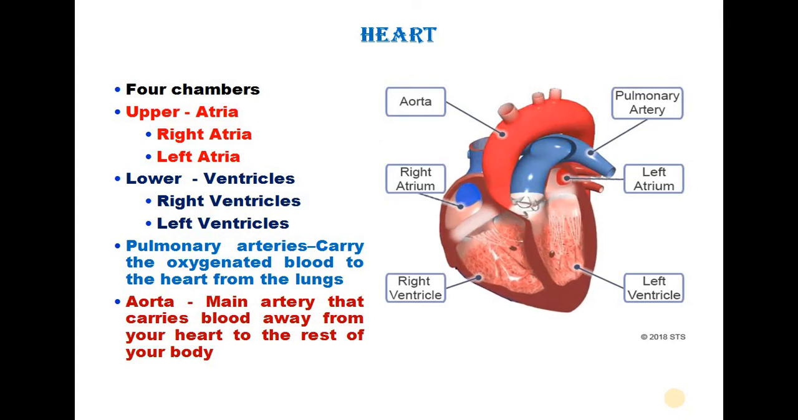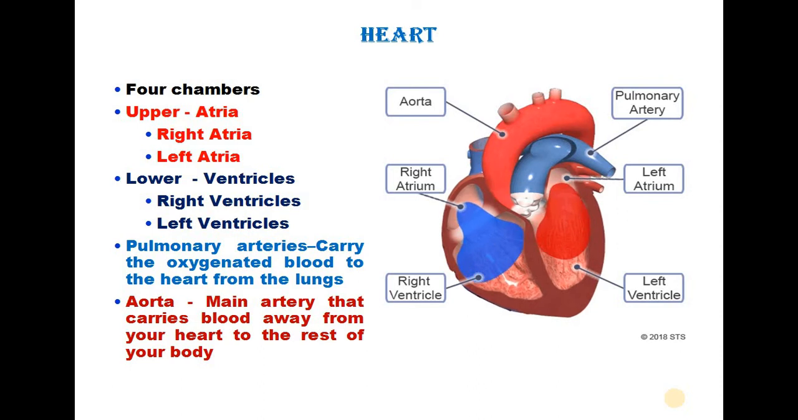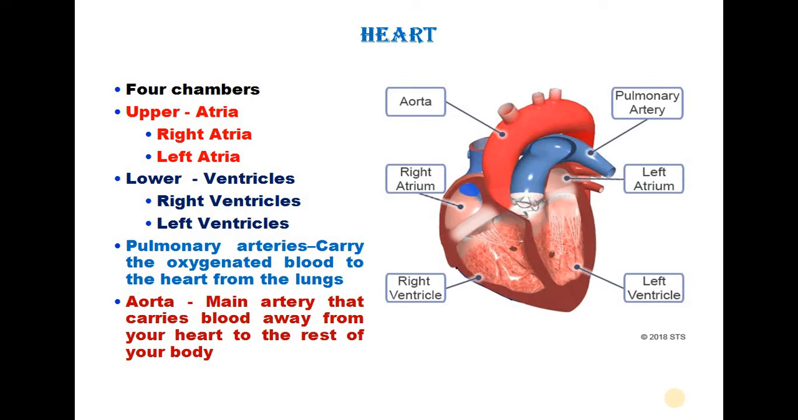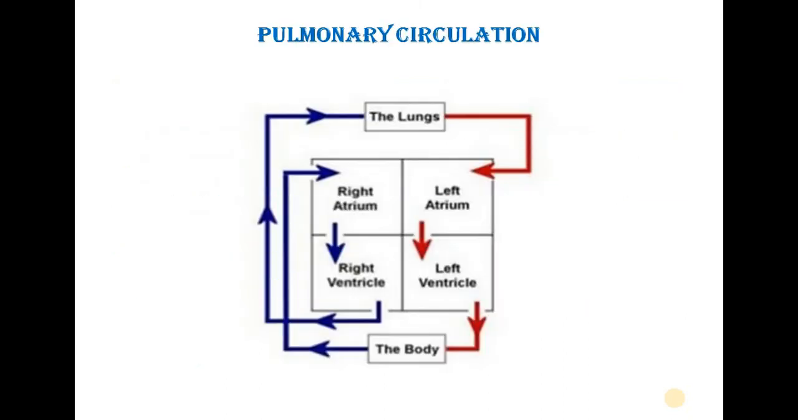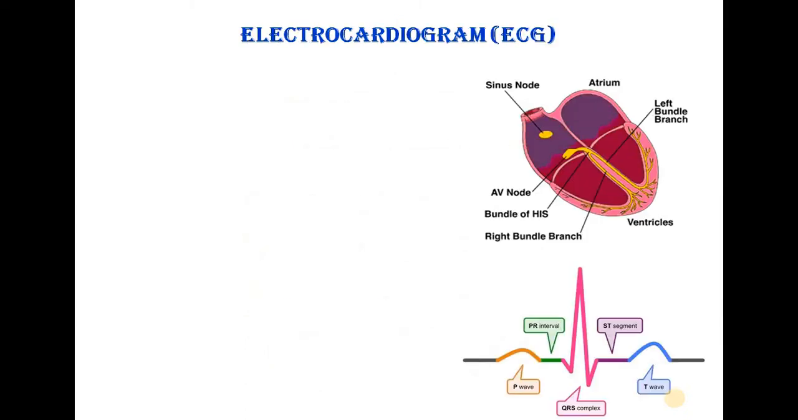Pulmonary arteries carry the oxygenated blood to the heart from the lungs, and aorta is a main artery that carries blood away from the heart to the rest of the body. So if we consider pulmonary circulation, the impure blood from all the parts of the body are delivered to the lungs through right atrium and right ventricle for oxygenation, and the oxygenated pure blood from the lungs is delivered to all parts of the body through left atrium and left ventricle. Now, with the fundamentals of heart, let us see in detail about the electrocardiogram.